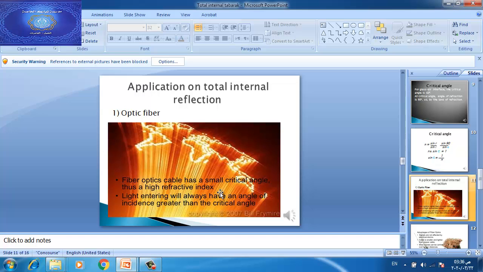Light entering will always have an angle of incidence greater than the critical angle. So when the incident angle is more than the critical angle, what happens? Total internal reflection will occur.